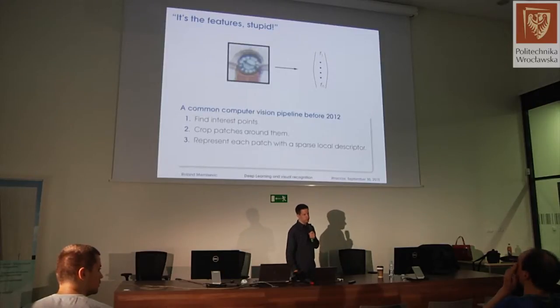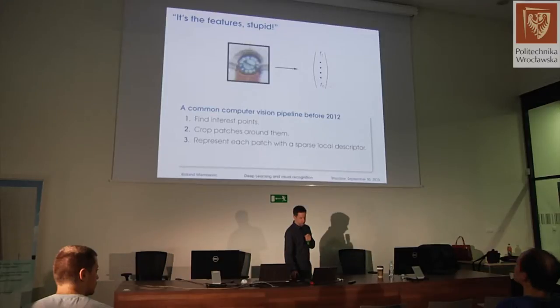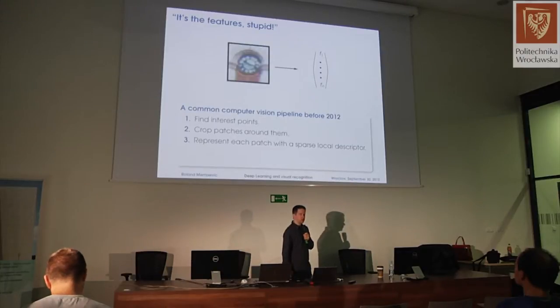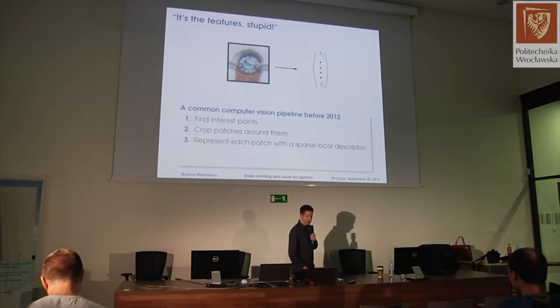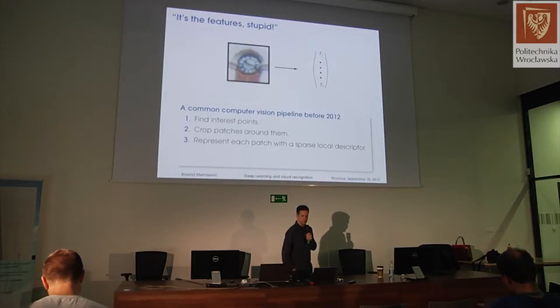At the end, it doesn't really matter what exactly you use, as long as this is a fairly high dimensional vector. And then you have a whole bunch of patches, and for each patch you have a vector. And so now your image is represented as this bag of vectors, and that can be a different size bag for different images, because you might detect different numbers of key points. And so you somehow have to combine them into a single vector.